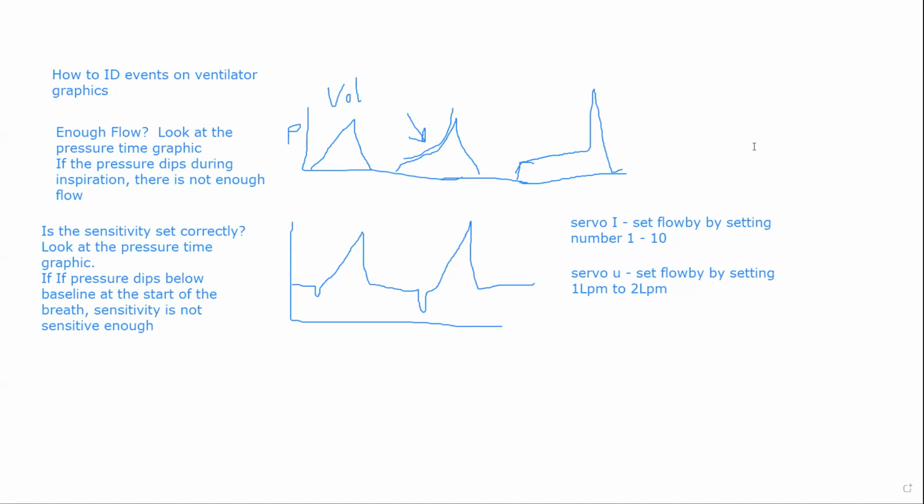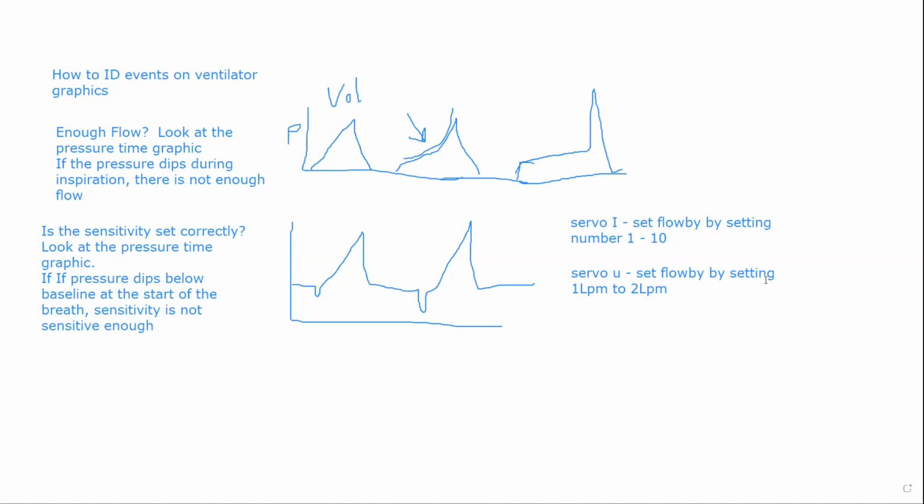Now think of the servo I. Yeah, servo I goes from number 1 to number 10, and there's no units. So if you're at number 2 and it's hard for the patient to initiate a breath, what could you do? Very good. So as the numbers go up, it gets easier to initiate a breath. So if number 2 is difficult, then you would go to number 5.